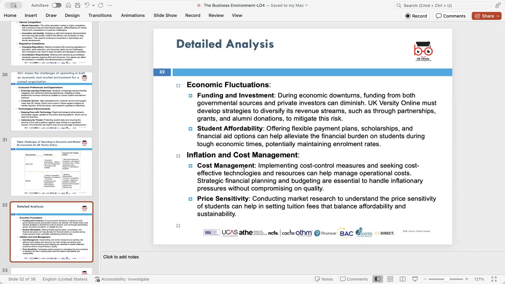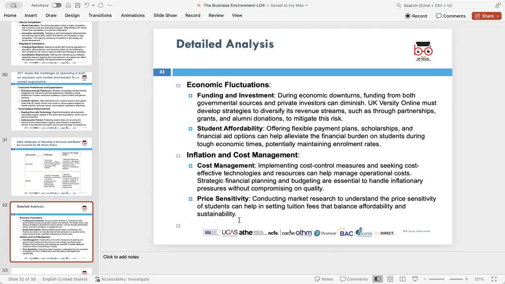Inflation and cost management. Managing operational costs during periods of inflation is important. Implementing cost control measures and seeking cost-effective technologies and resources can help in managing these rising costs. Strategic financial planning and budgeting are essential to handle inflationary pressure without compromising on the quality of education provided.